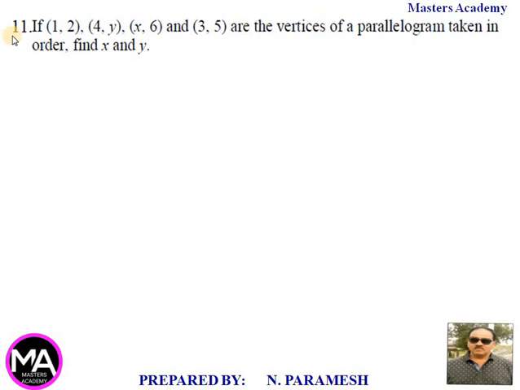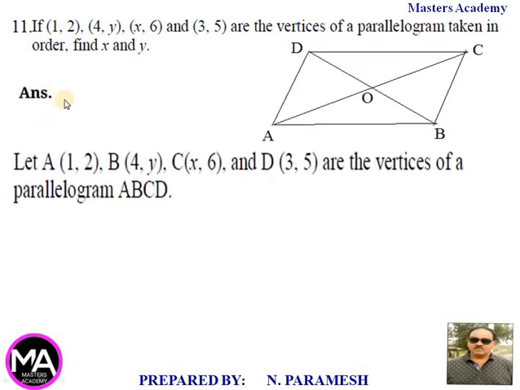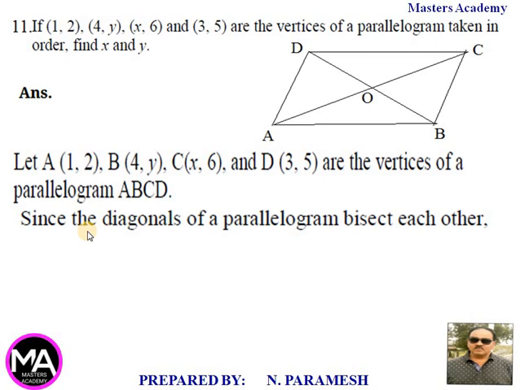Eleventh question: If (1, 2), (4, y), (x, 6) and (3, 5) are the vertices of a parallelogram taken in order, find x and y. Answer: Let A(1, 2), B(4, y), C(x, 6) and D(3, 5) be the vertices of the parallelogram ABCD. Since the diagonals of a parallelogram bisect each other, O is the midpoint of diagonal AC and diagonal BD.